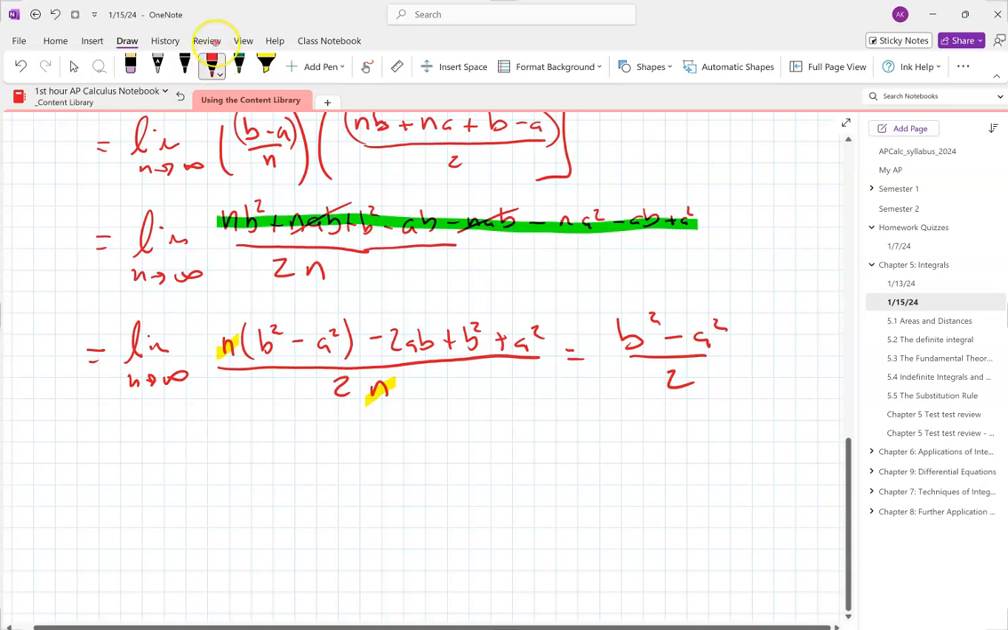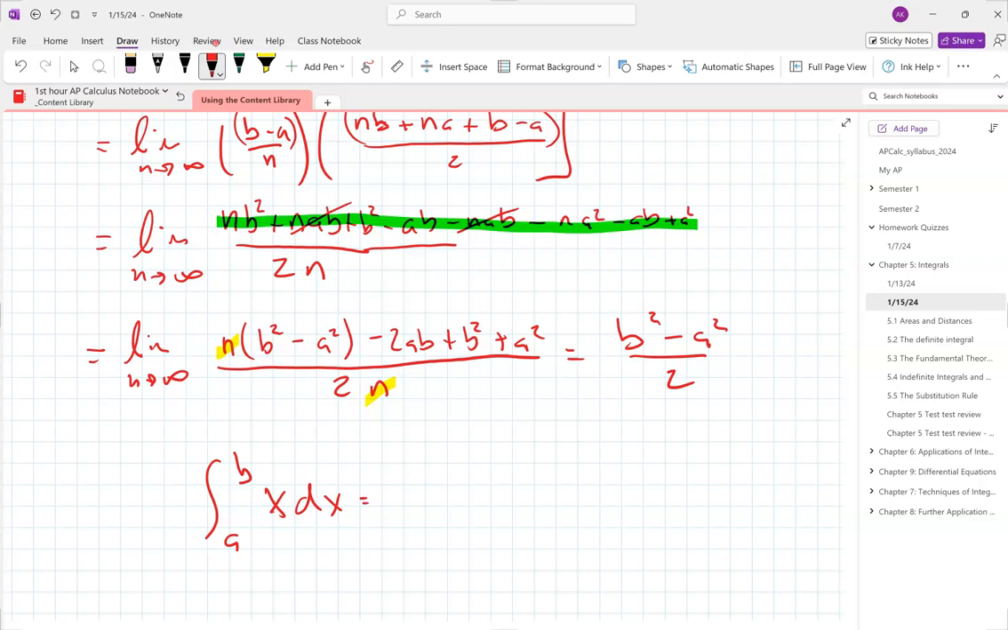Now, I want to point out that using the fundamental theorem of calculus, the antiderivative of x is x squared over 2. And if I evaluate that using the fundamental theorem of calculus, boom, it's right there. It's like one line. That's a nice tool, that fundamental theorem of calculus.